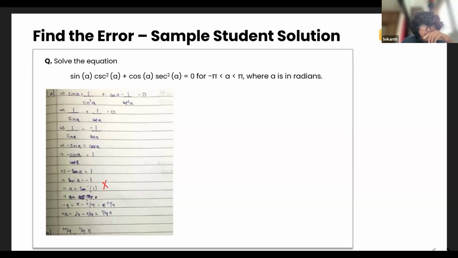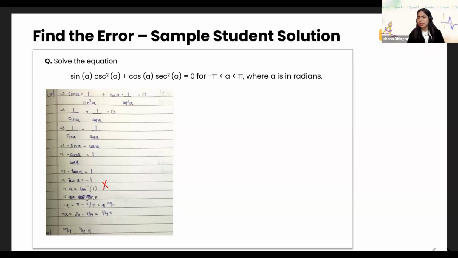Oh wait, okay, no, it's not an error, sorry. Not an error. Okay. Any other error? There is one more. Yes, Anaya. 7 pi by 4 is out of the range. Very good. 7 pi by 4 is out of the range.